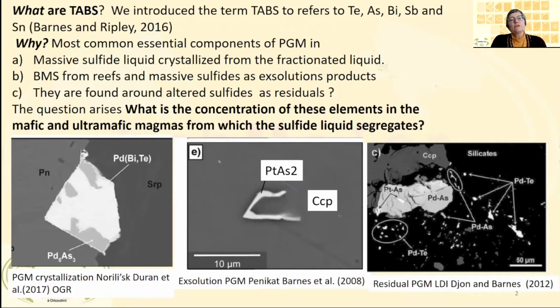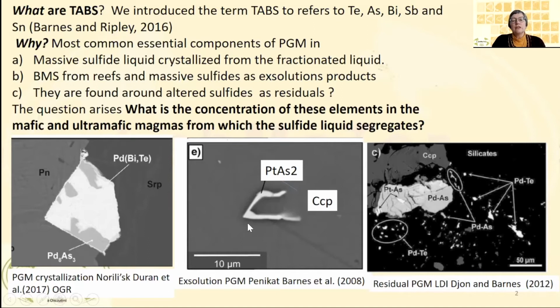The reason we introduced it was there's no good chemical term to cover these elements, and they are the most common essential components in PGMs. So we needed a term to cover this group. And we see these elements ending up with the platinum group elements at the end of fractional crystallization of a massive sulfide liquid. Here's an example from Norilsk.